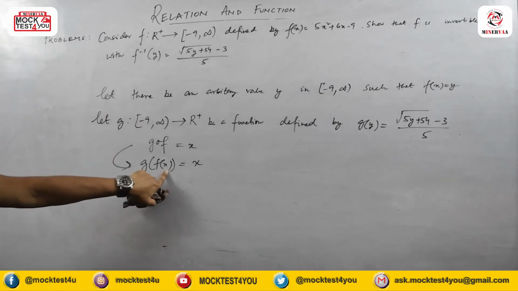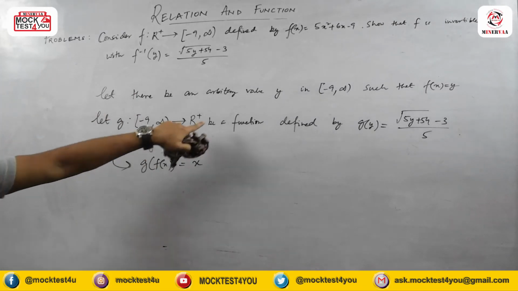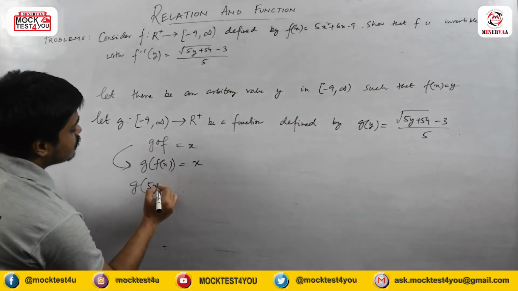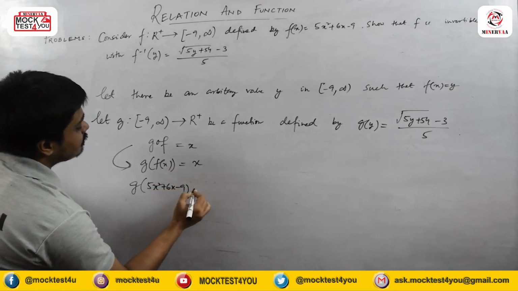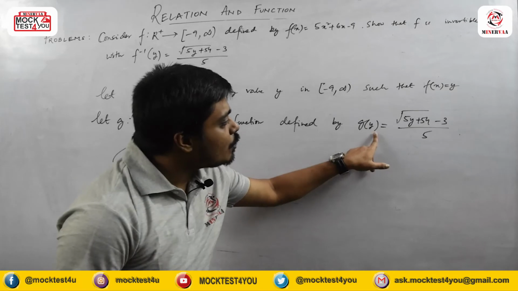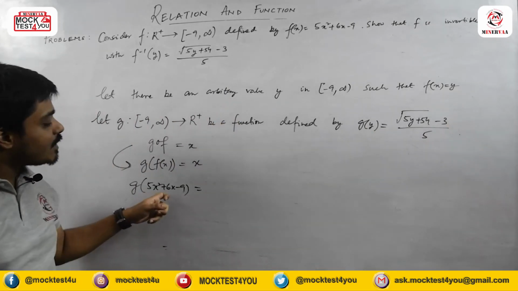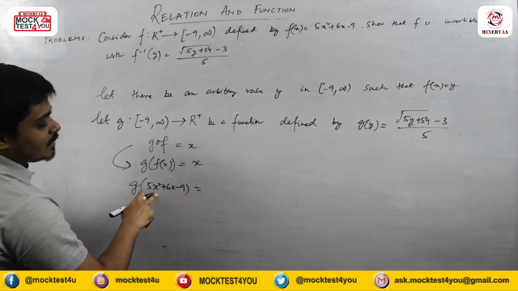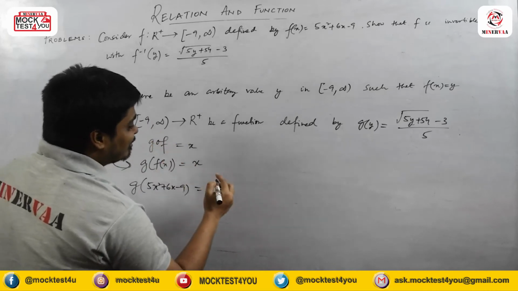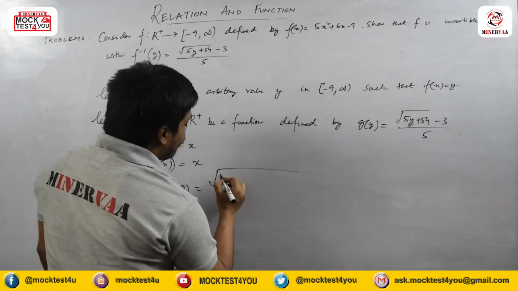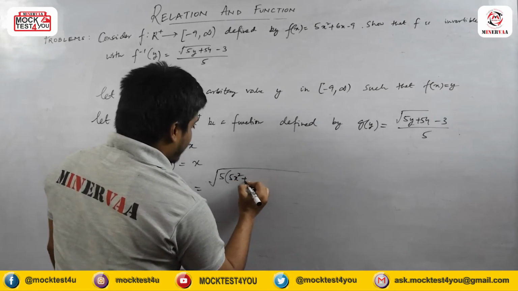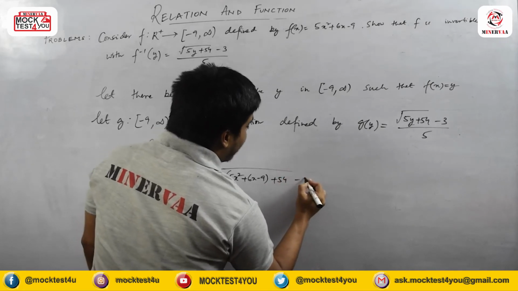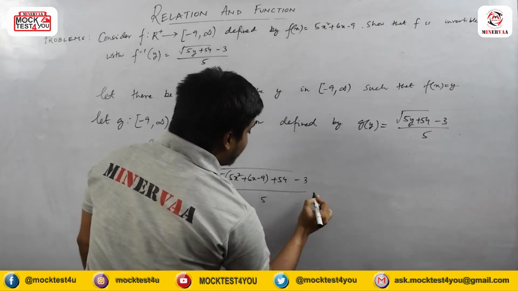So g of f(x), in place of f(x), what will I write? In place of f(x), I will write 5x square plus 6x minus 9. So I have g of 5x square plus 6x minus 9. Now you see g(y) is this thing. So in place of y, I will write 5x square plus 6x minus 9. So let us do it. So it is square root of 5 into (5x square plus 6x minus 9) plus 54, minus 3, divided by 5, and that is equal to what?